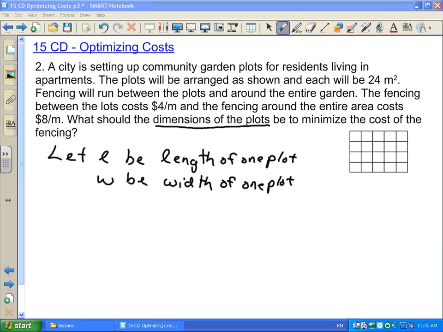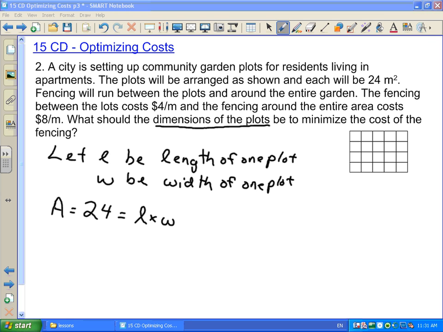Okay. Now, what do we know about length and width right off the top? Do we have a relationship between length and width? They give us the area of each plot. So we know that has to be 24, and that 24 has to be length times width. So we're going to use that piece of information at some point.